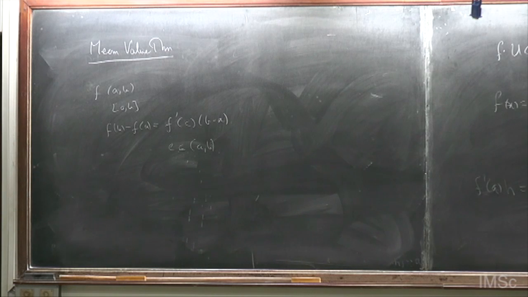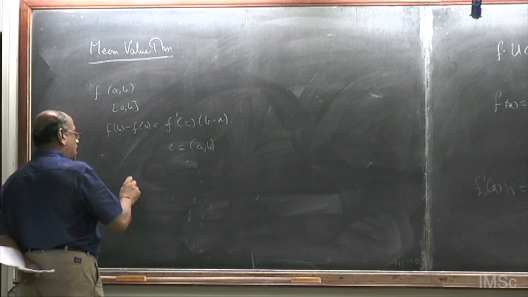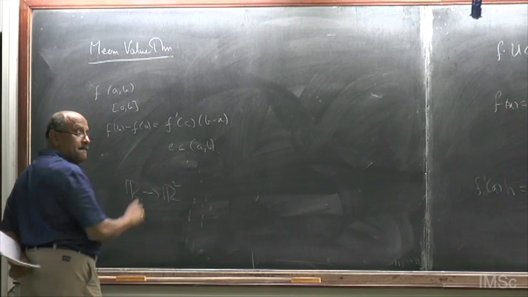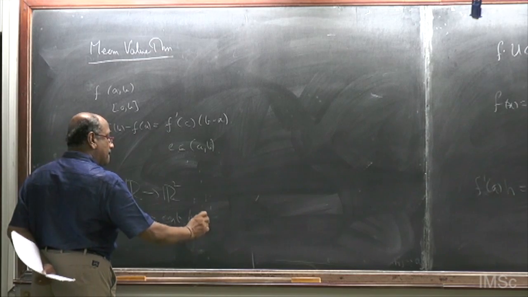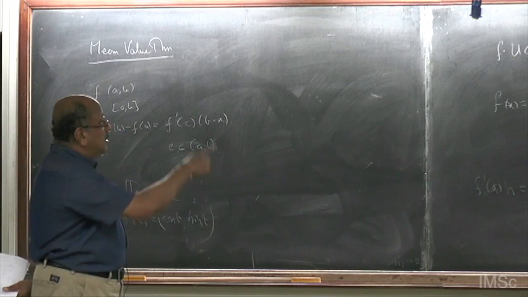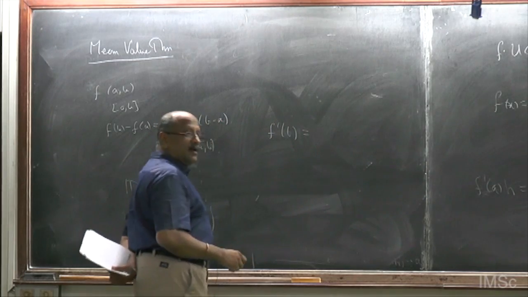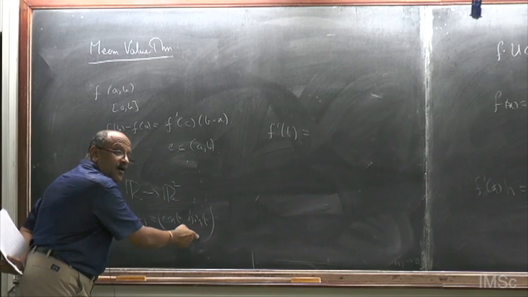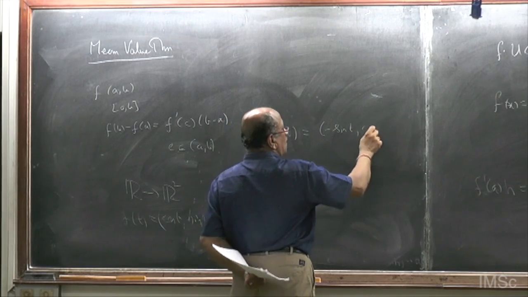Now, this you cannot extend in general to the situation when you are dealing with vector valued functions. For instance, let me take the map from R to R2. f of t is (cos t, sin t). Then according to our calculation, what is f dash at any point? You have to just take the derivatives of the individual functions. So, that is (minus sin t, cos t).